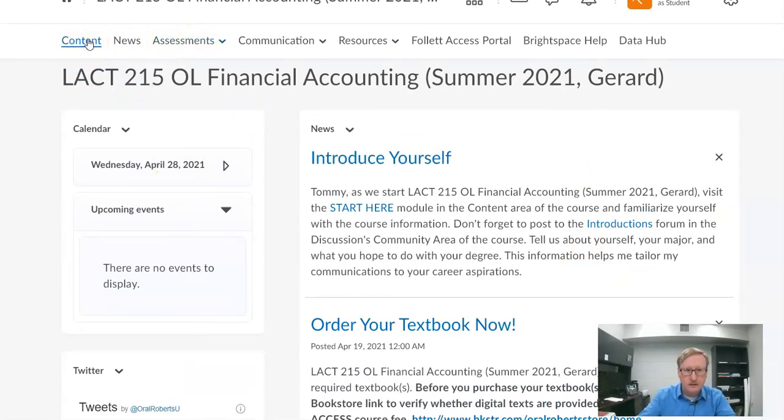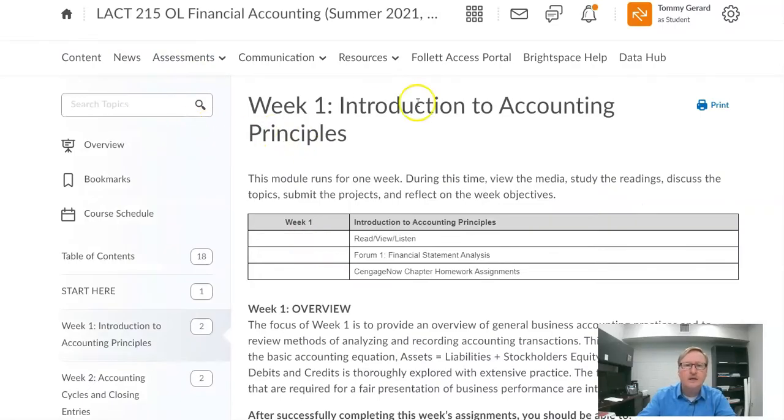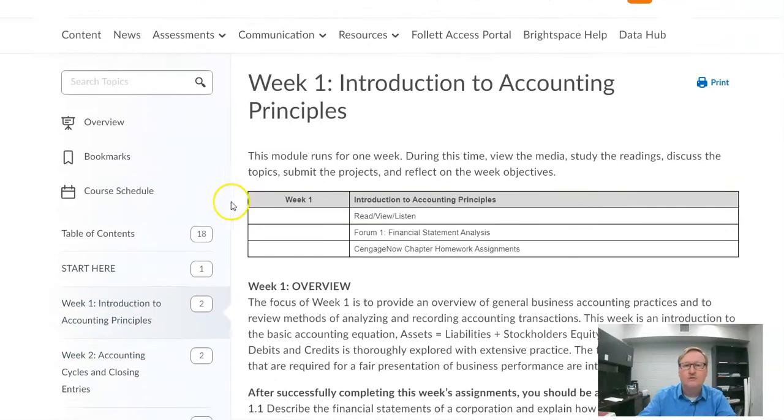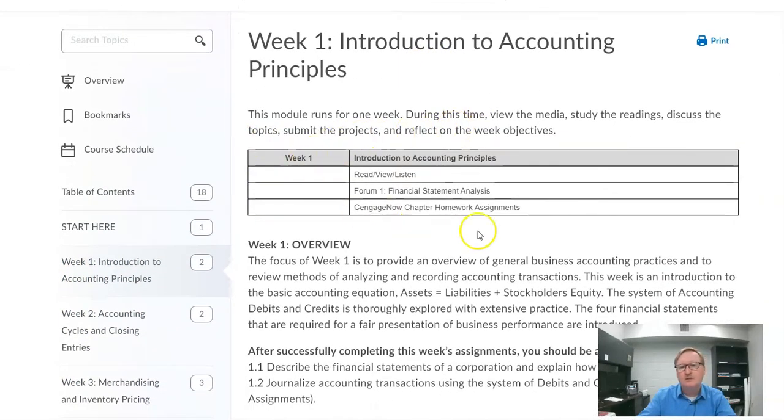Okay, now you'll see up here at the top we've got content and news. Let's go to content, because this is where you really see the overview. Now here's week 1. Here's your navigation over here on the left. You'll see Start Here. That's where we were just at. Here's your week 1 and 2 and so forth. So you'll see there's typically a box up here that tells you what you're going to be looking at. But you can't always go by this, because I noticed that here it doesn't say anything about the forum that you're going to have to do the first week.